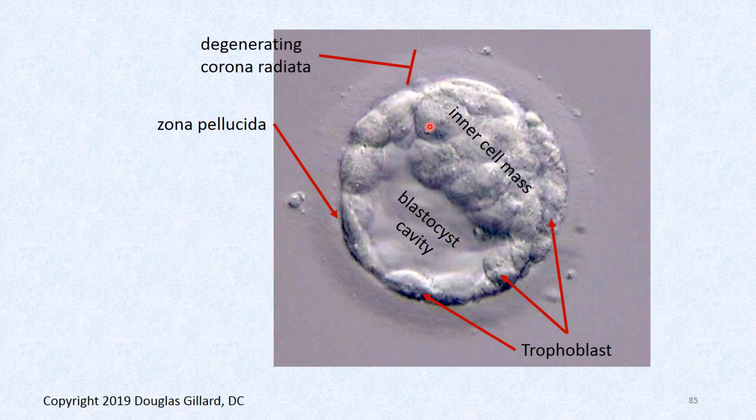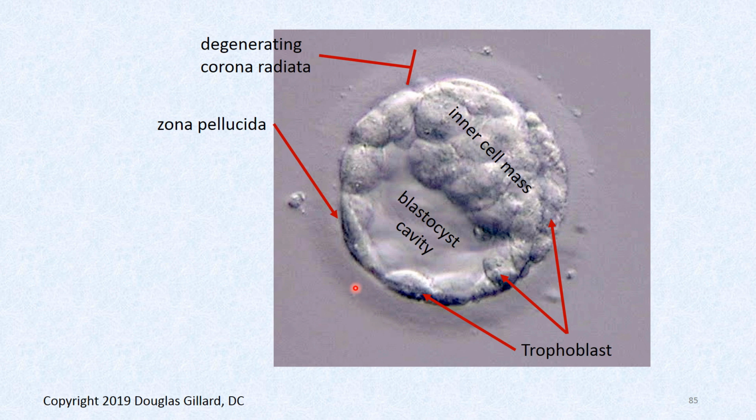Here's a beautiful picture. There's a human blastocyst. We can see that the blastocyst cavity is nicely formed here. We have trophoblast around the outside. And there's our inner cell mass pushed up to this region right here. Actually, we're going to give this region a name now. We're going to call this the embryonic pole. It's like the North Pole, South Pole.